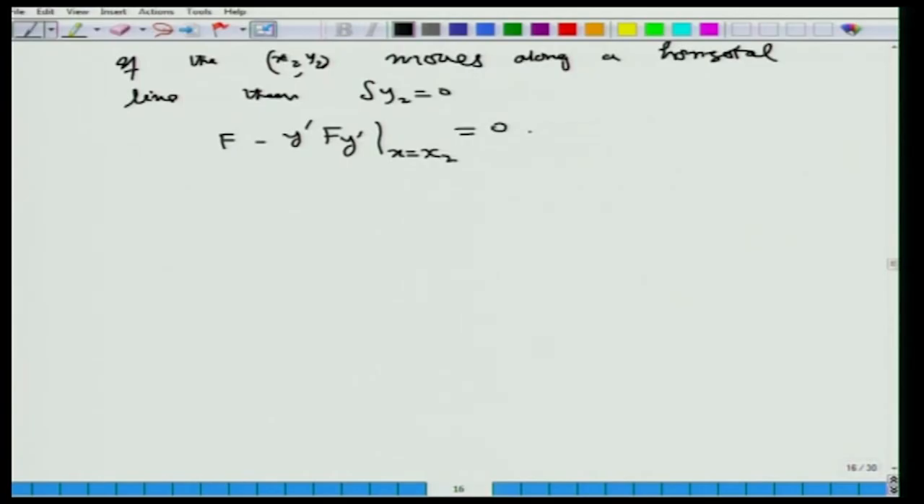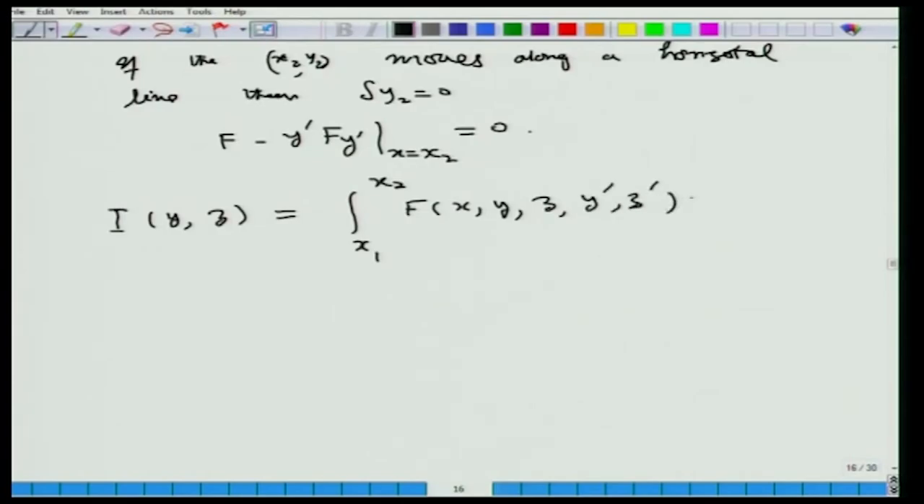So, now here in the next case we consider a more general functional like this: I(y, z) equal to the integral from x1 to x2 of f(x, y, z, y prime, z prime) dx.